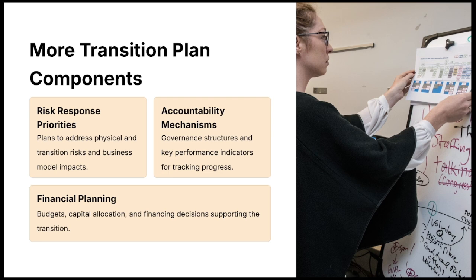And finally, you need to detail your financial planning. A successful transition requires alignment between budget, capital allocation, and financial decisions. Whether it's investing in new technology or supporting supplier improvement, the financial strategy should fully support your climate goals.